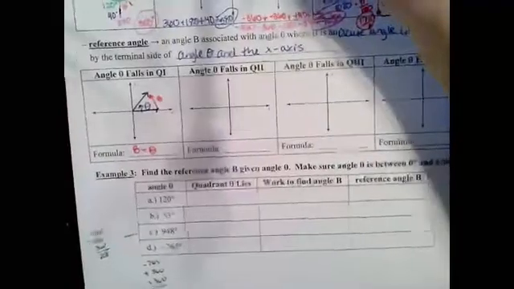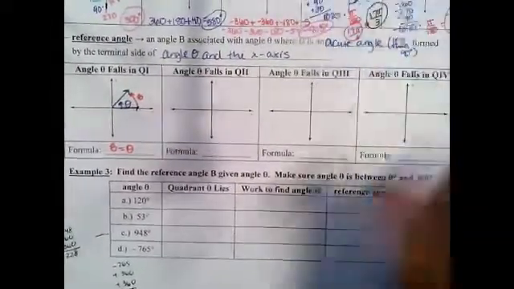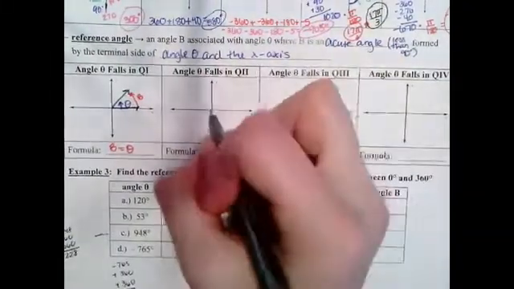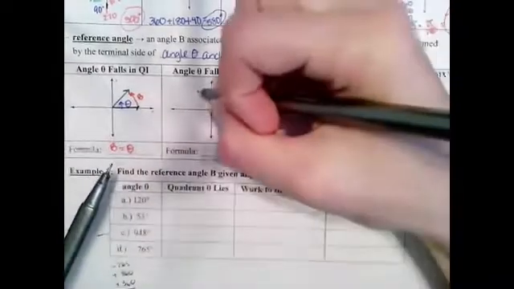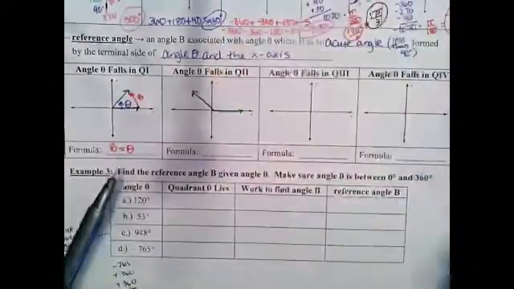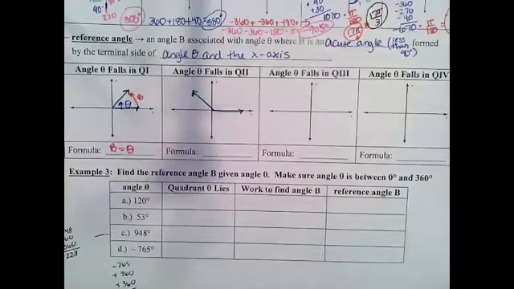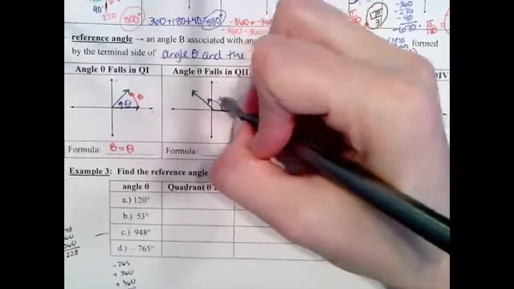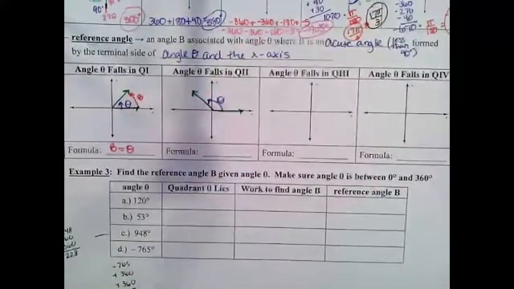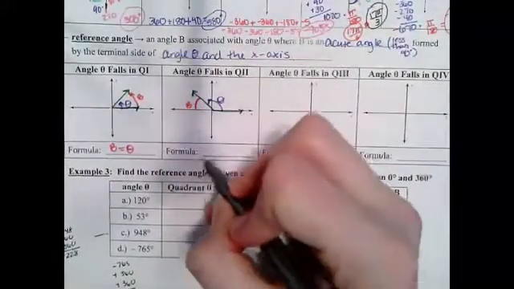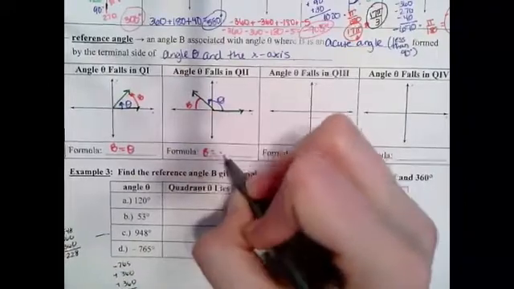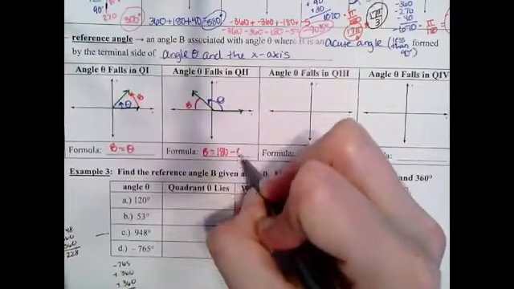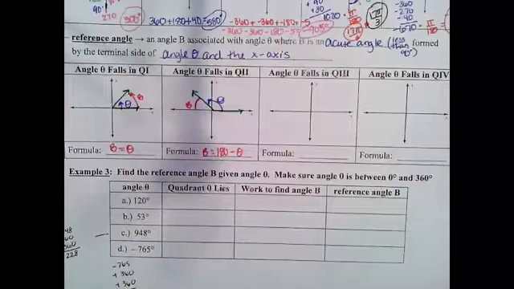If the angle falls in quadrant 2, so if you draw an angle in quadrant 2, something like this, obviously that's not an acute angle. So it's an obtuse angle where this is theta, okay? This little part would be B. So your little formula here is that B equals 180, because 180 is flat, minus the theta. That will get you an acute reference angle.